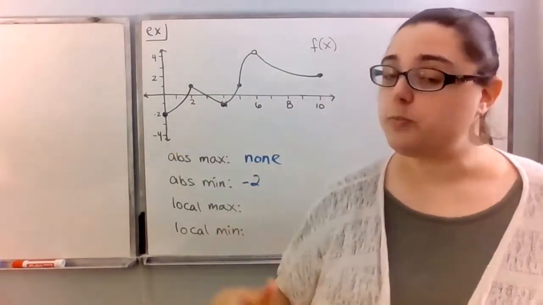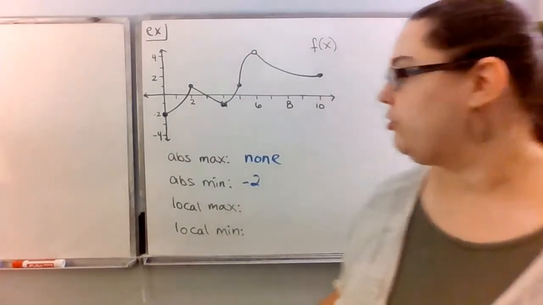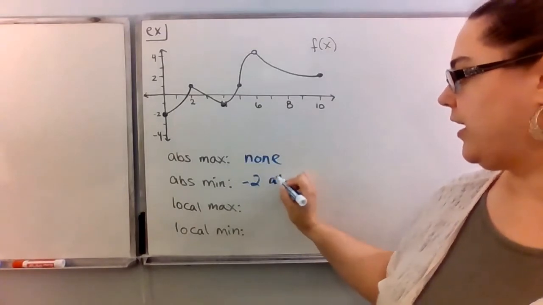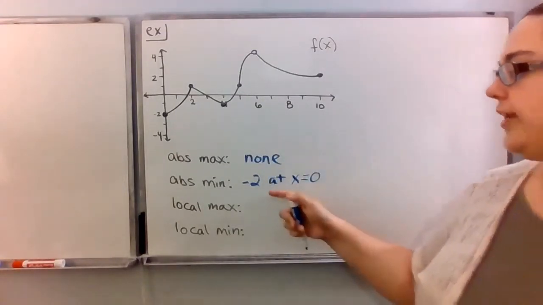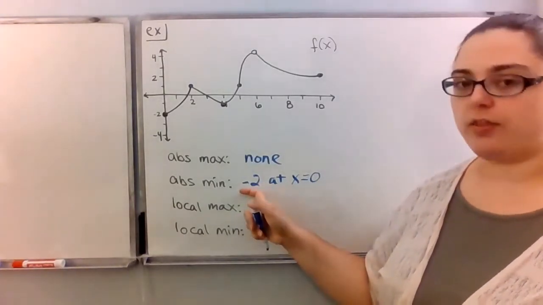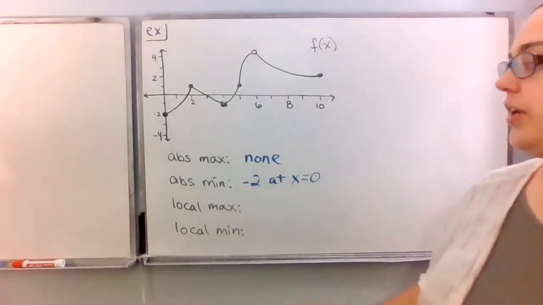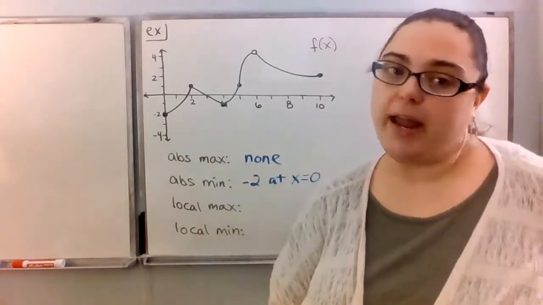If you wanted to be more specific and identify where it reaches that absolute minimum, you could then also say an absolute minimum of -2 at, in this case, x equals 0. So you could indicate where it is happening, but when we state the minimum, we just want the y value. I'm mentioning this because maxima and minima are numbers. They are not ordered pairs.